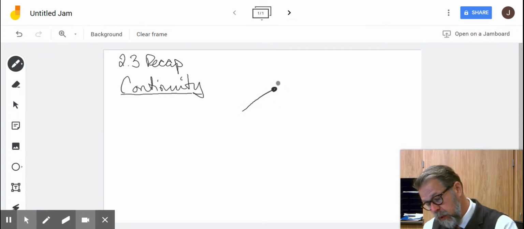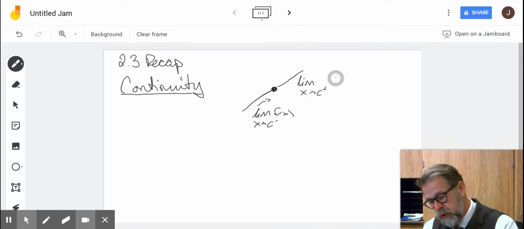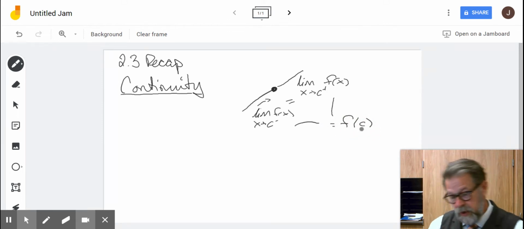You have three requirements. First of all, the limit as you approach the point that you're interested in from the left, and the limit as you approach from the right must be equal, and they must both equal the value of the function at that point.